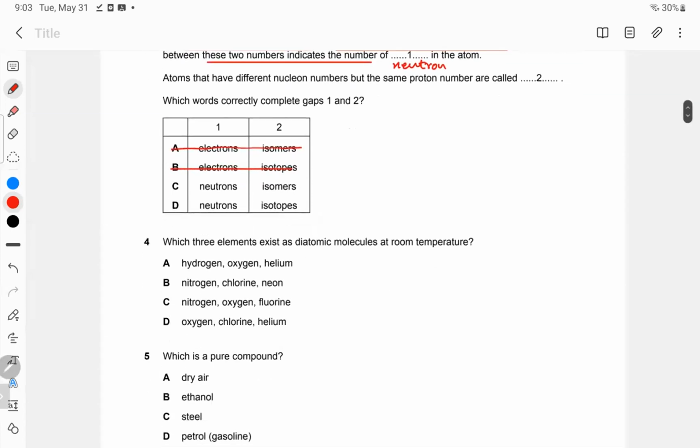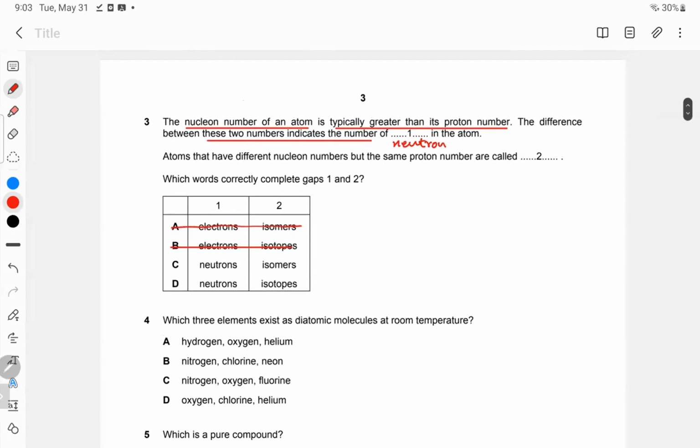The answer is D. Yeah. Very good, Ayan. Atoms that have a different nucleon number but the same proton numbers are called isotopes. So this makes C go wrong as well. So we are left with D. So D is our correct answer. Is it clear till here for everyone? Yes, sir.